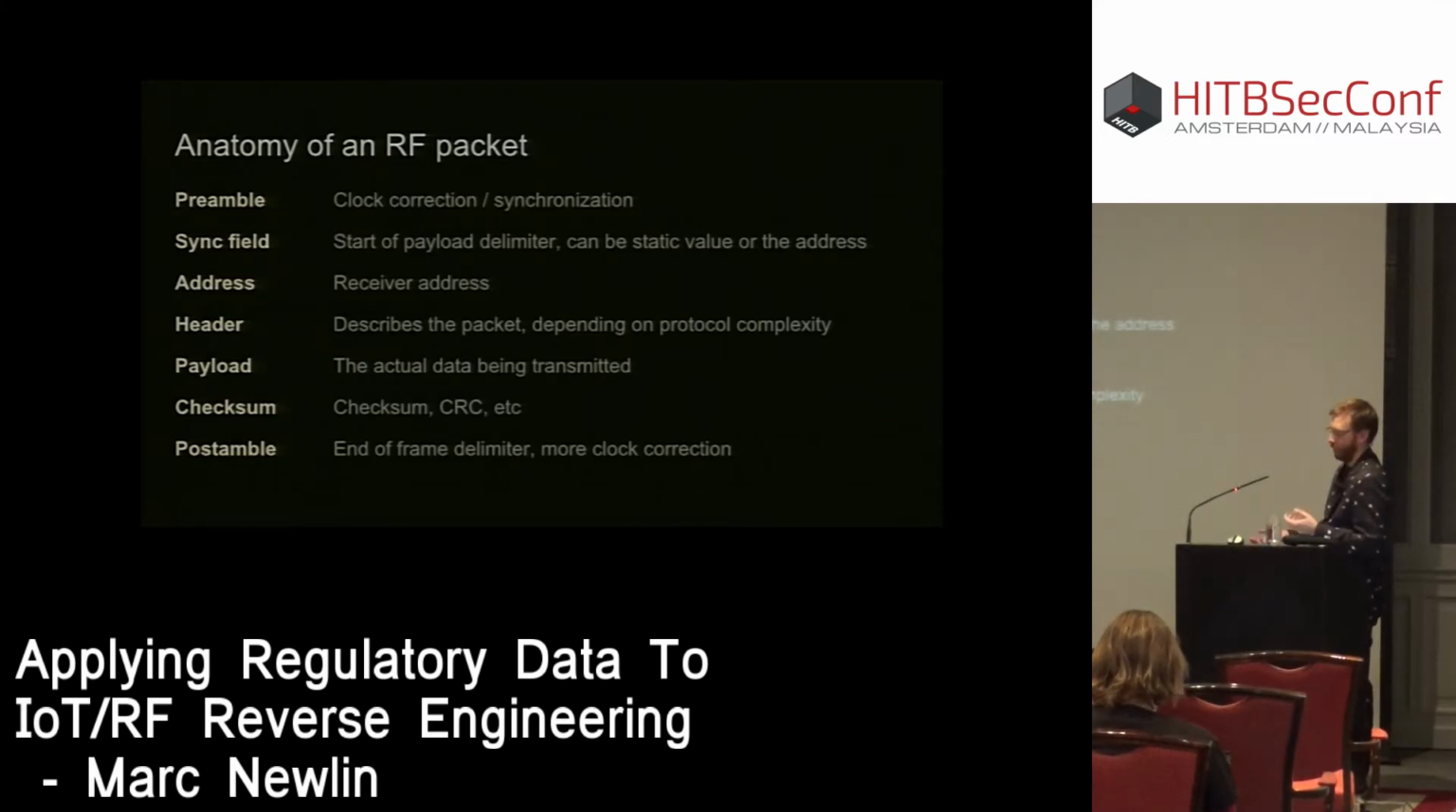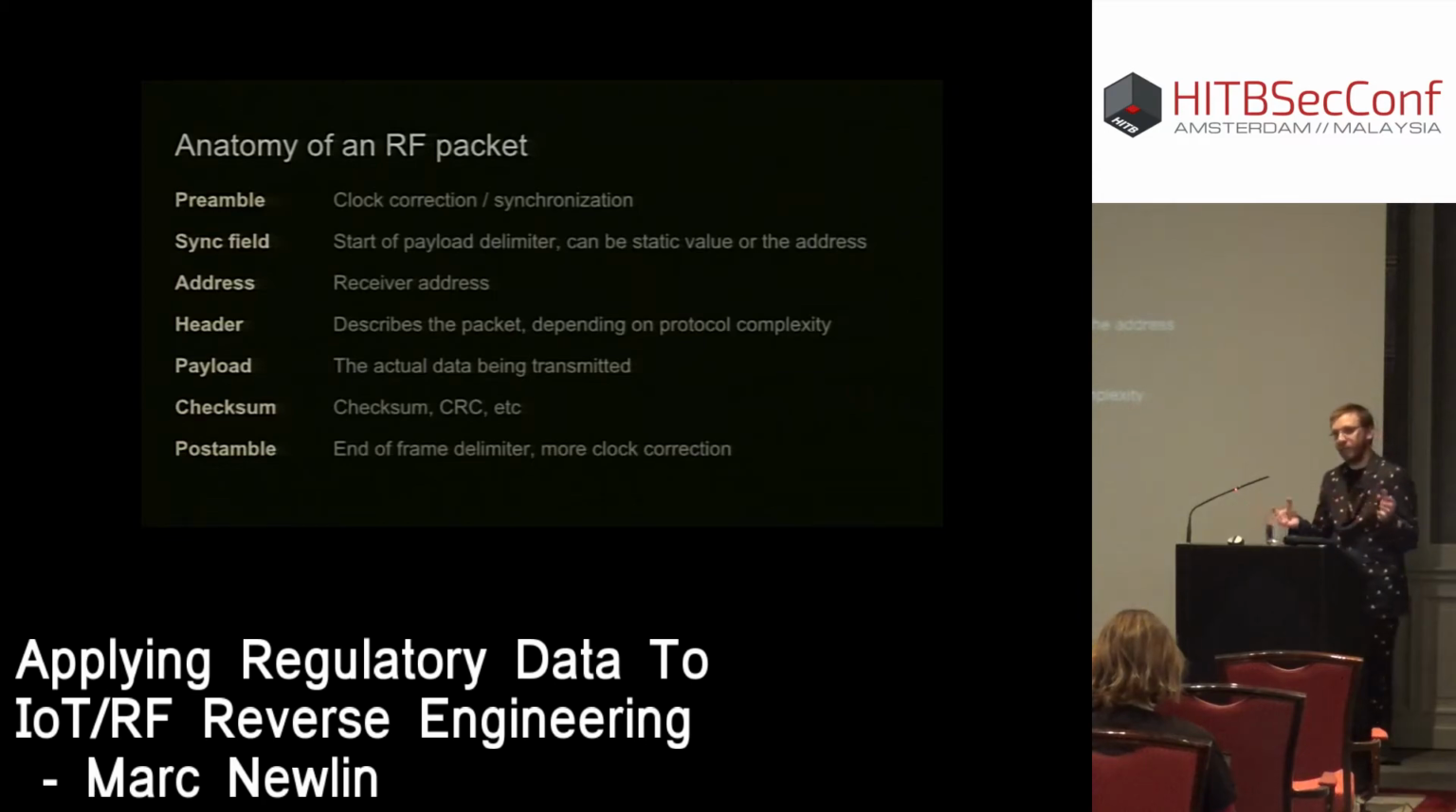You'll then often have a sync field or start frame delimiter. This just says, hey, the packet is starting here. Sometimes a sync field is the address. Sometimes you'll have a sync field which is static for a type of device, and then you'll have an address after that. You might have a header which indicates what type of frame it is, what the frame length is, and so forth. Then you'll have the payload, the actual data being transmitted. That might be just the raw payload, or it might be the payload that has been encoded with some channel coding and redundancy. That's hit or miss if you don't know what the protocol is.